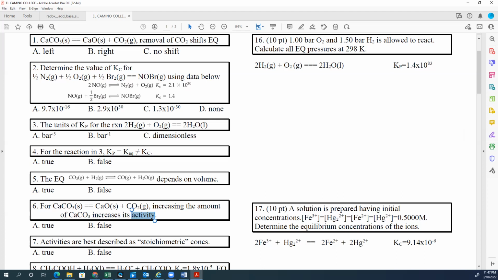So in the case of solids and liquids, the amount can change, but not the concentration. It's still 100% pure. And so if you add more calcium carbonate, the concentration is still 100%. Although it's a solid, solids in general aren't as reactive as liquids or gases because of mobility. Solids do not have translational motion. Solids have vibrational motion, whereas liquids and gases have translational motion, so they can move about and be more reactive.